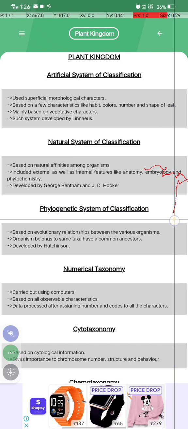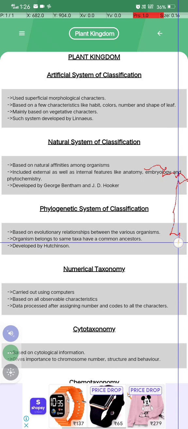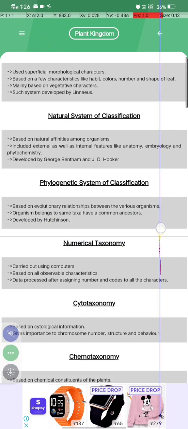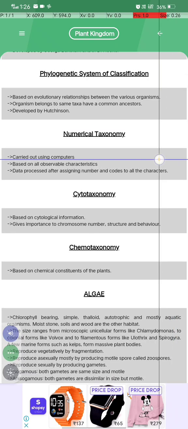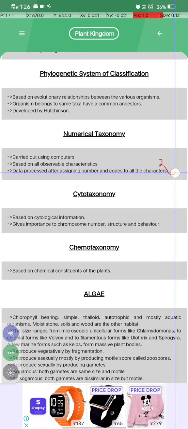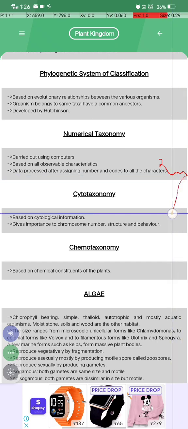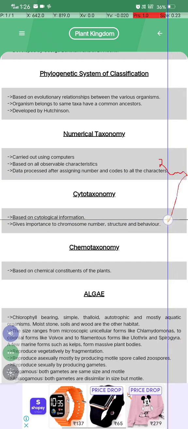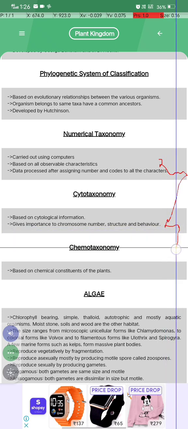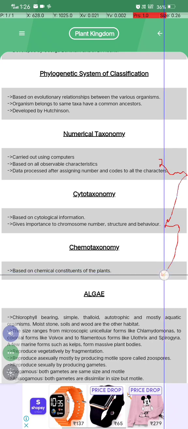The phylogenetic system of classification is based on the evolutionary relationship between the various organisms. Organisms belonging to a taxon have a common ancestor, developed by Hutchinson. Numerical taxonomy is carried out by computer and is based on observable characters, and data are processed after assigning numbers and codes to all characters. Cytotaxonomy क्या होता है? Based on cytological information, it gives information on chromosome number and structure and behavior. Chemotaxonomy क्या होता है? Based on the chemical constitution of the plants.